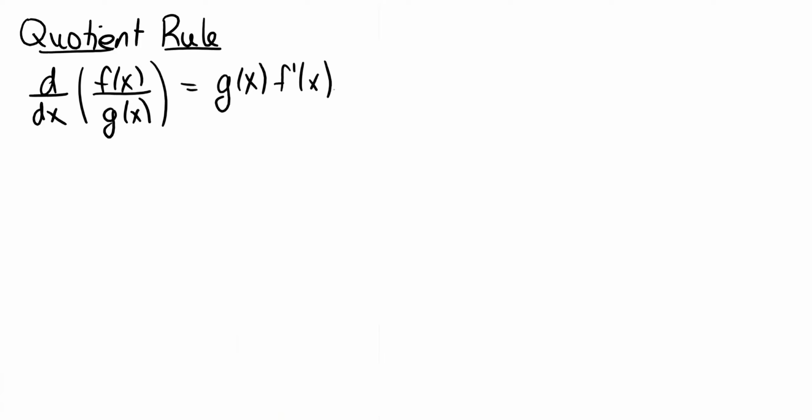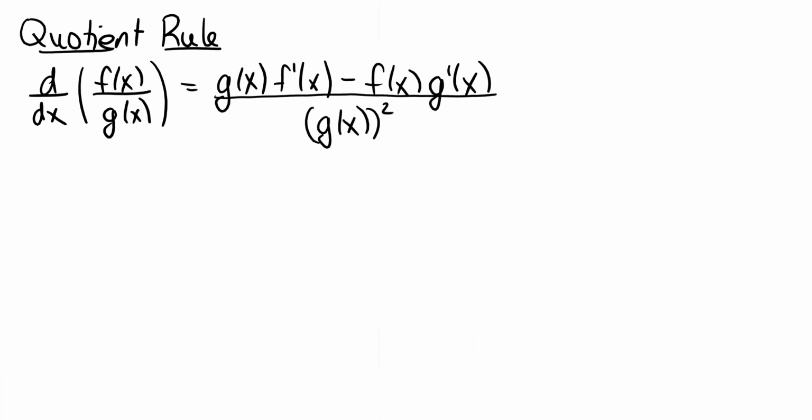Now let's discuss the quotient rule, which is used for taking the derivative of a function divided by another function. If we have f of x over g of x, the derivative of this is g of x times the derivative of f of x minus f of x times the derivative of g of x, all divided by g of x squared. The quotient rule is a little trickier than the product rule to remember.